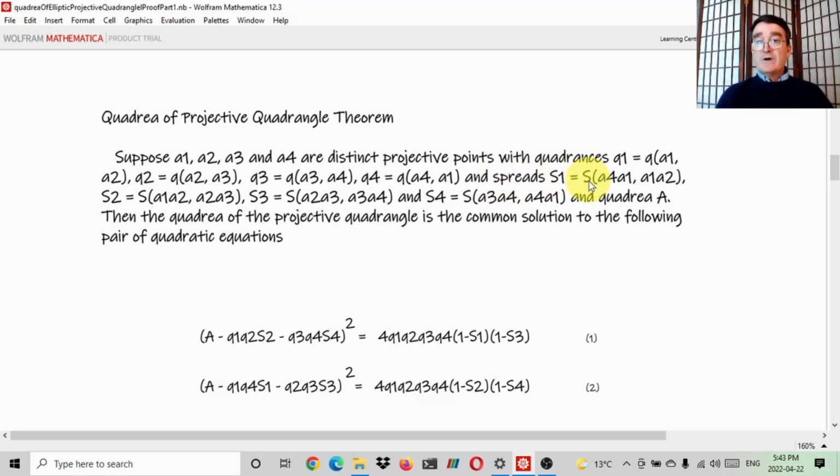And spreads: S1 is the spread between line A4A1 and line A1A2, S2 is the spread between A1A2 and line A2A3, S3 is the spread between A2A3 and line A3A4, and S4 is the spread between line A3A4 and line A4A1. Then the quadrea of the projective quadrangle is the common solution of the following pair of quadratic equations. And here are the two quadratic equations that we started off with.